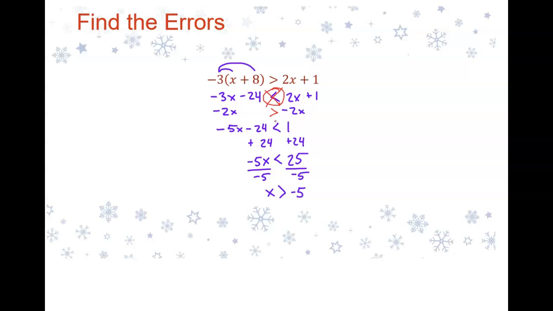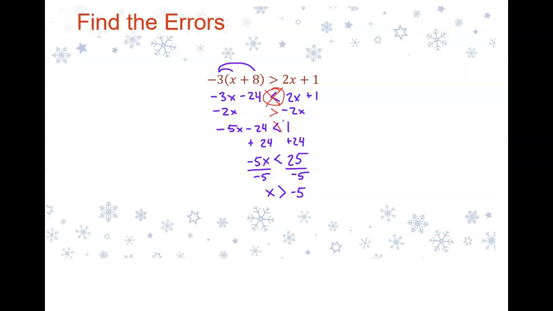So let's go through the rest of these steps. We're going to subtract 2x from both sides. We're trying to get x on the same side. That makes sense. So subtract 2x, subtract 2x. Those 2x's are going to cancel. We'll be left with 1. -3x minus 2x is -5x. That's right. Minus 24. That's right. We'll add 24 to both sides. Yep, we're getting x by itself.